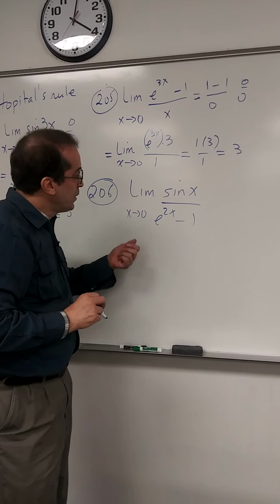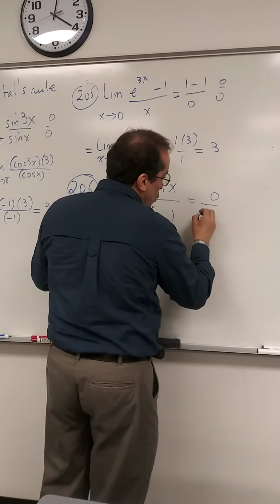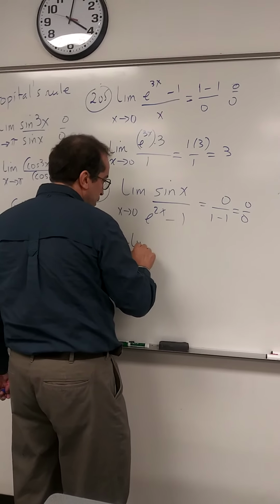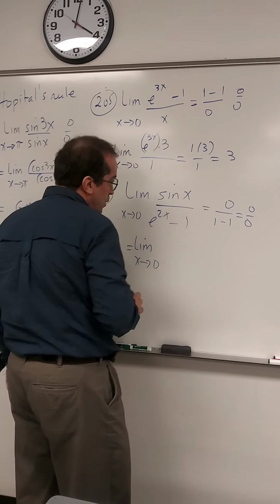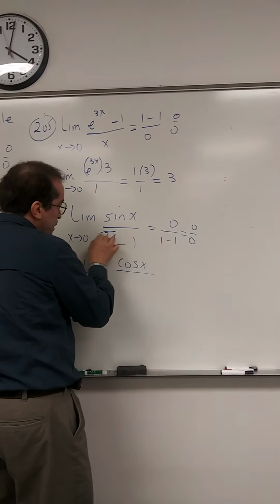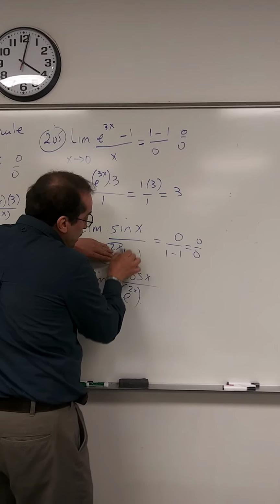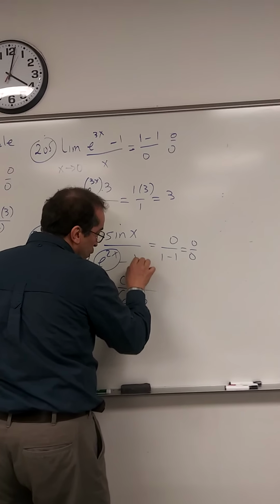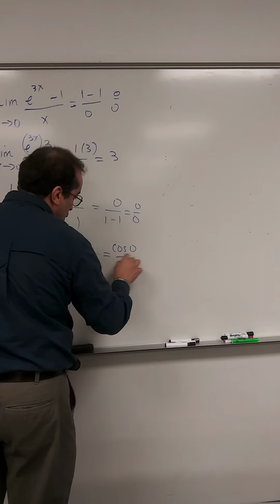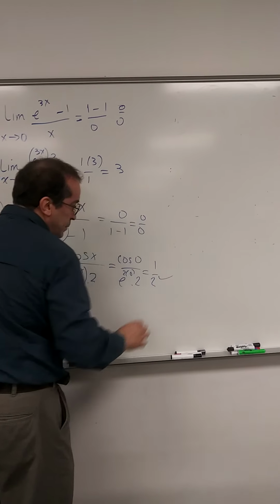Limit of sine x over e to the 2x minus 1. Sine 0 is 0. E to the 2 times 0 is 1, minus 1 is 0. Indeterminate form. Let's take derivatives. So limit as x tends to 0. The derivative of sine x is going to be cosine x. And then the derivative of e to the 2x is e to the 2x, itself, times, use the chain rule, the derivative of the exponent, which is 2. Minus 1, the derivative of 1 is 0. Now we substitute x equals 0. So cos 0 over e to the power 2 times 0, times 2, which is 1 over 2. So this limit is equal to a half.